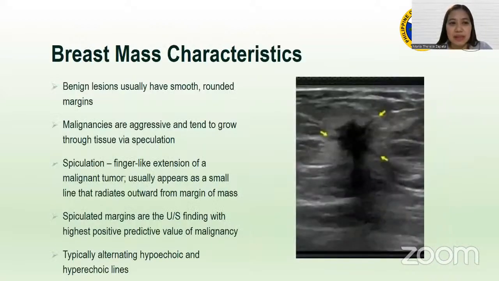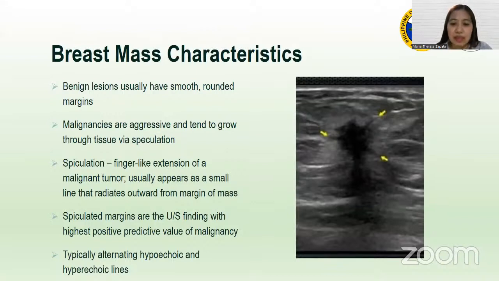Breast mass characteristics. Benign lesions usually have smooth, rounded margins. Malignancies are aggressive and tend to grow through tissue via spiculation. Spiculation, a finger-like extension of a malignant tumor, usually appears as a small line that radiates outward from the margin of the mass. Spiculated margins are the ultrasound finding with the highest positive predictive value of malignancy, typically alternating hypoechoic and hyperechoic lines.